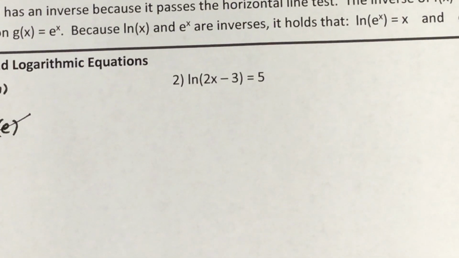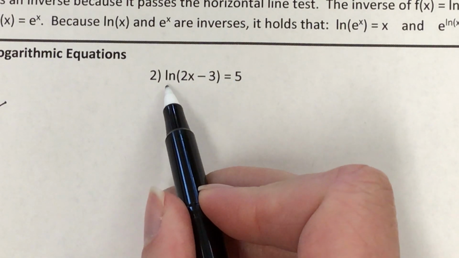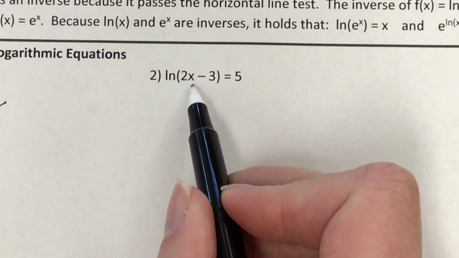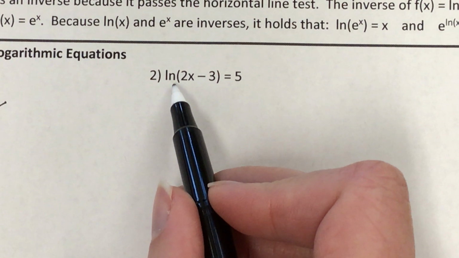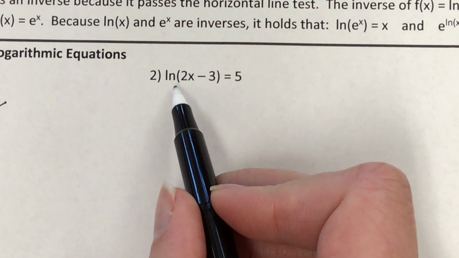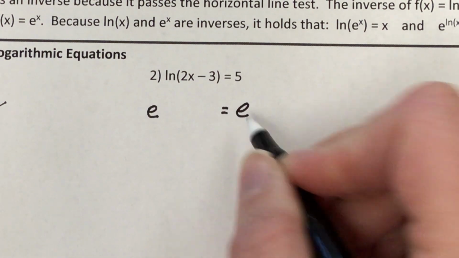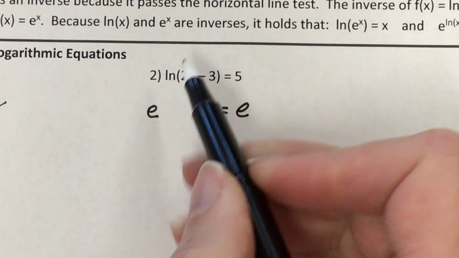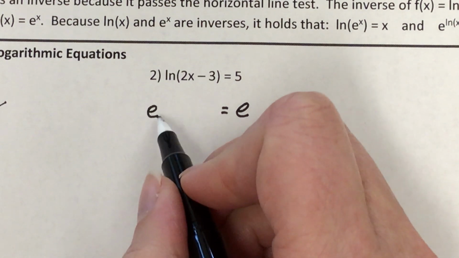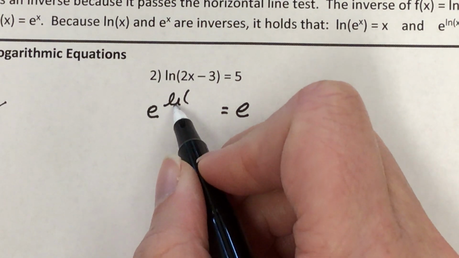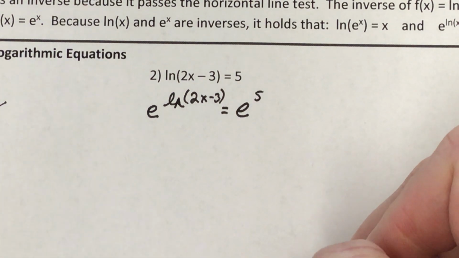Number 2. Kind of the opposite, but a similar thing. We've got x that is inside the argument of a natural log instead of being inside of an exponent. We still have to use the fact that natural log and e to the whatever power are inverse operations of each other. So we can take e to the and e to the on both sides. Natural log of 2x minus 3 and 5, since they are equal to each other, e to the natural log of 2x minus 3 and e to the 5 are equal to each other as well.